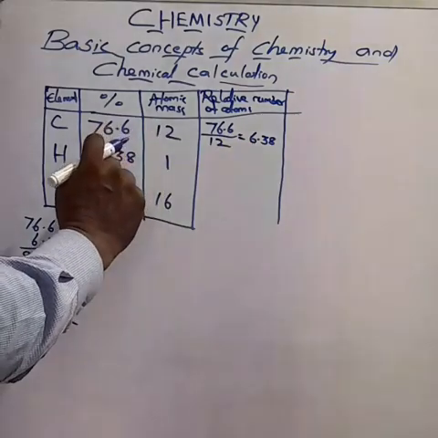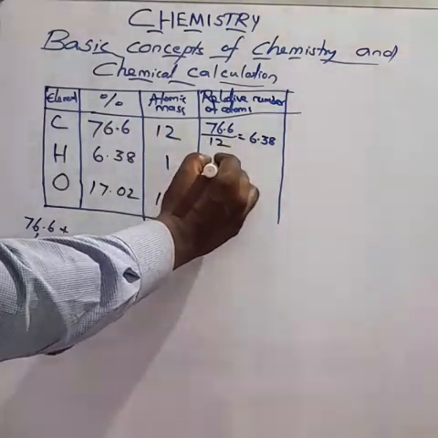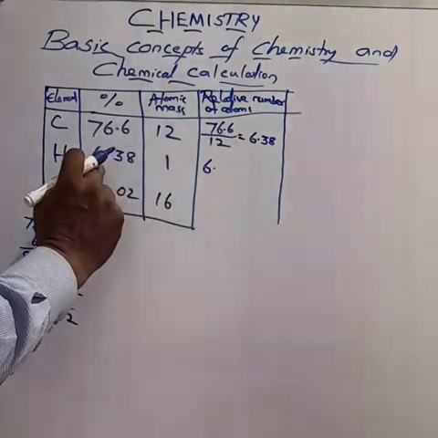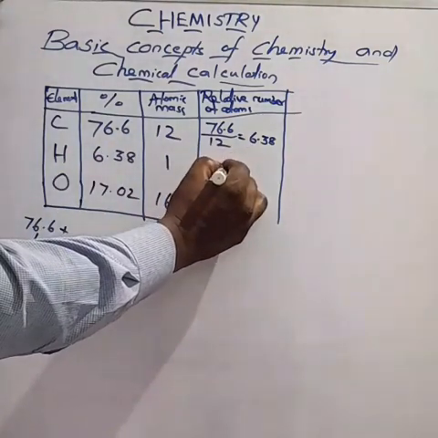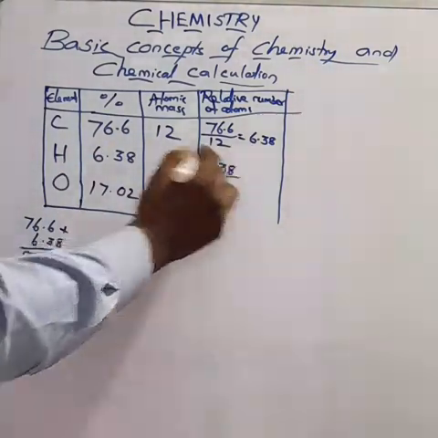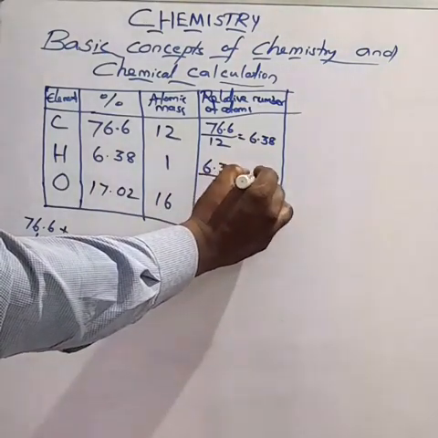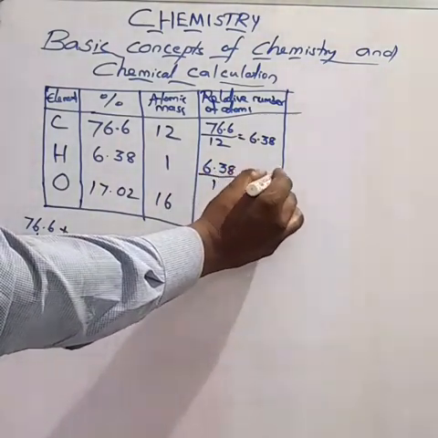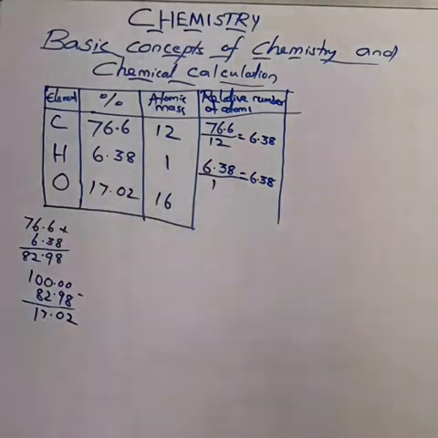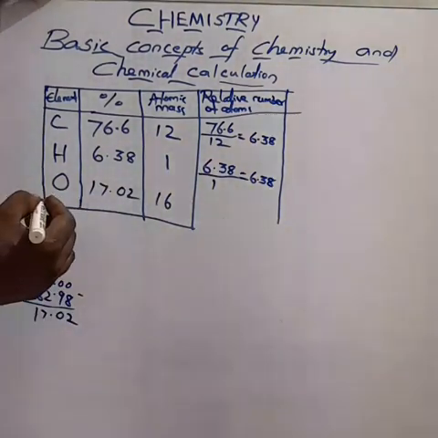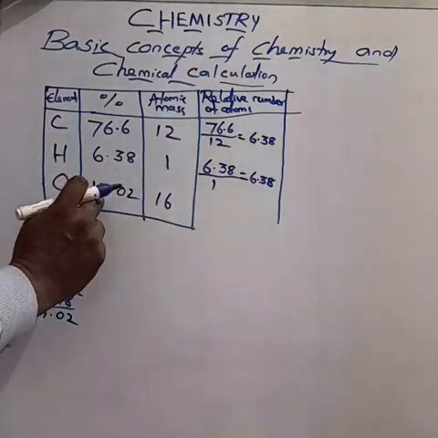How will you write? Percentage divided by atomic mass. So what is the percentage given? 6.38. This is the percentage of hydrogen divided by atomic mass of hydrogen, which is equal to 1. So we can write it as 6.38. That also 6.38. Next, oxygen, the relative number of atoms, that is a percentage.